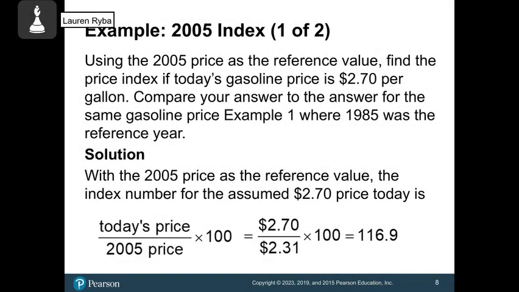Now let's say we want to use the 2005 price as the reference value. Find the price index if today's gasoline price is $2.70 per gallon. And we're going to compare that to the answer we got back in example 1, where we used 1985 as the reference value. So today's price is $2.70. We're going to divide that by 2005's price, which is $2.31 a gallon, times it by 100. And our price index will be 116.9.